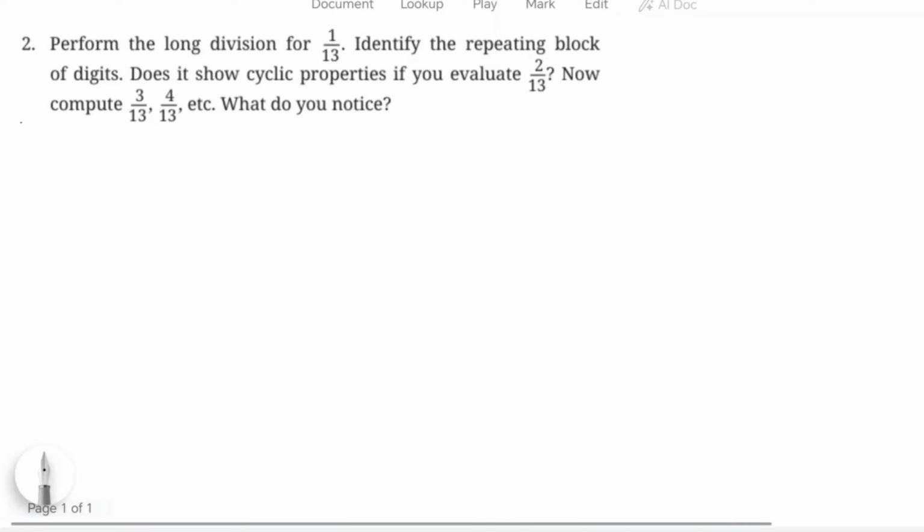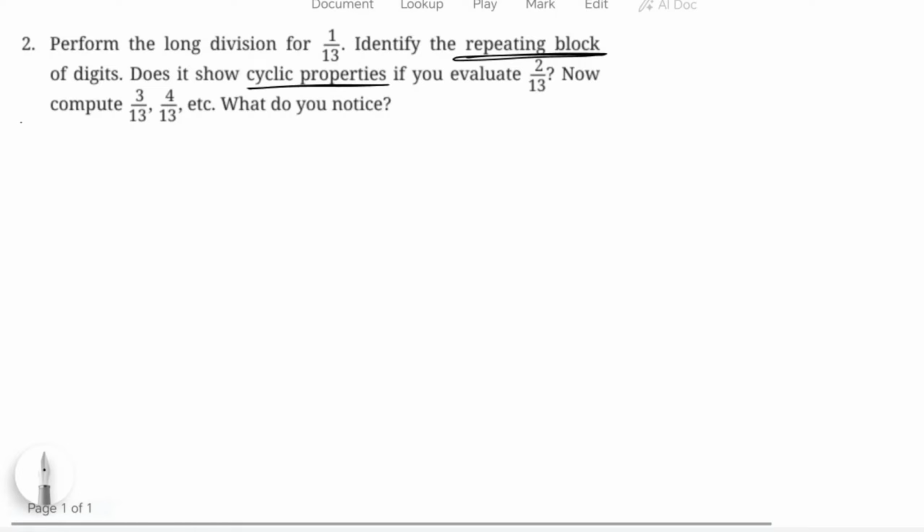Second problem: perform the long division for 1 by 13. Identify the repeating block of digits. We need to find out the repeating block of digits. Does it show cyclic properties? We need to say whether it is showing cyclic properties or not.